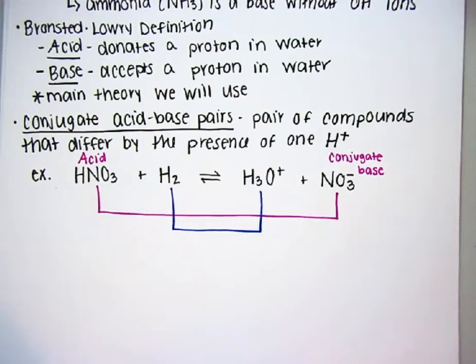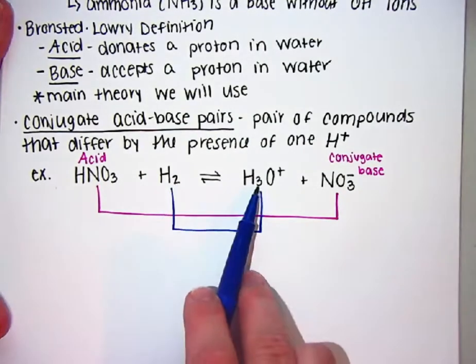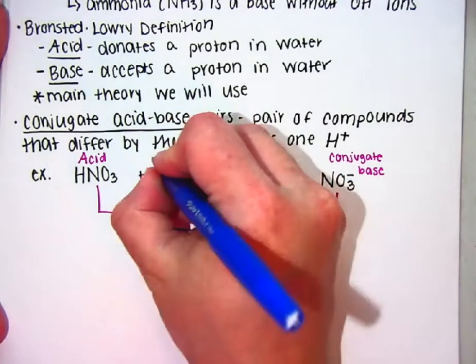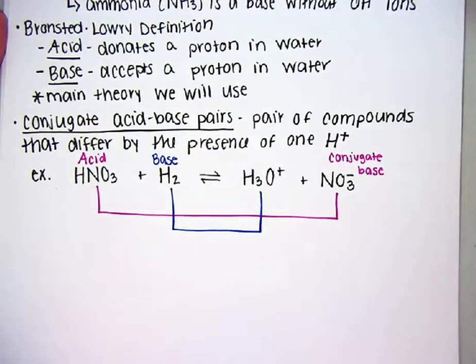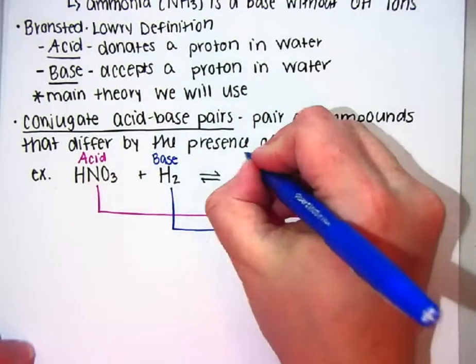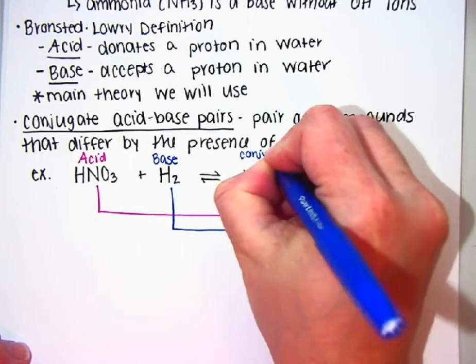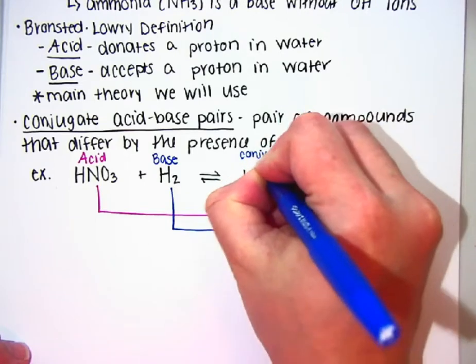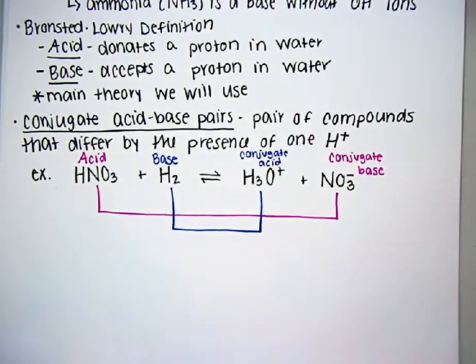That means water is going to be the base, but let's make sure. The base accepts a proton. H2O goes up to H3O. So water did accept that proton. Water would be the base. Hydronium, H3O plus, would be its conjugate acid. Let's look at another reaction.